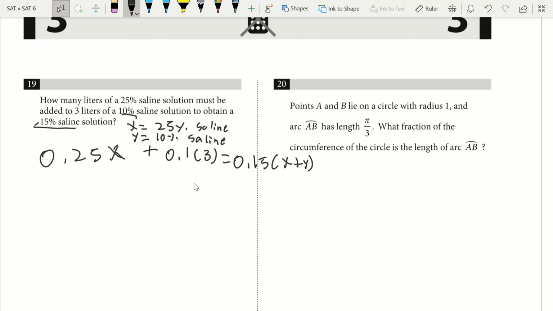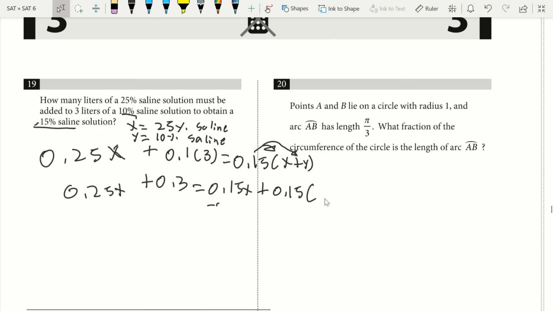So what we're going to do is go back here. We're going to go 0.25x plus 0.1 times 3. Well, that'll be plus 0.3. And then we go back over here. We distribute our 0.15 to our x and our y. So we have equals 0.15x plus 0.15y. We go ahead and put in our variable for our y, right? Because we know that we have 3 liters of it. So it's going to be 0.15 times 3, because we know that 3 is the amount of liters of our 10% saline solution.